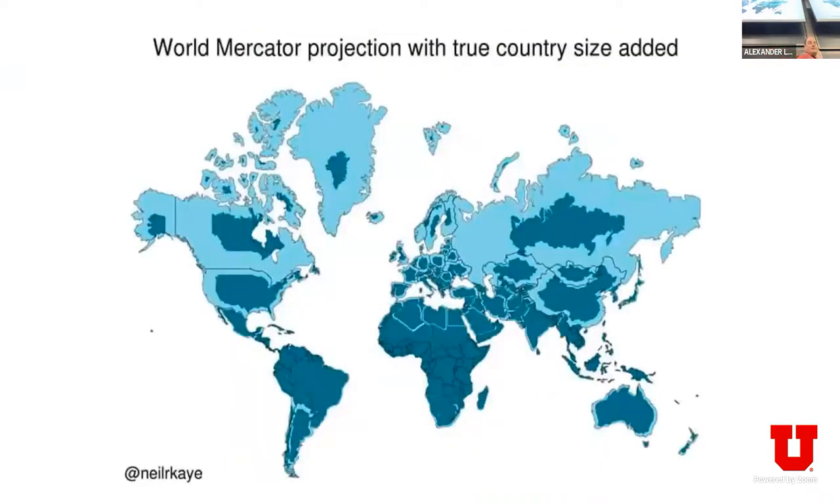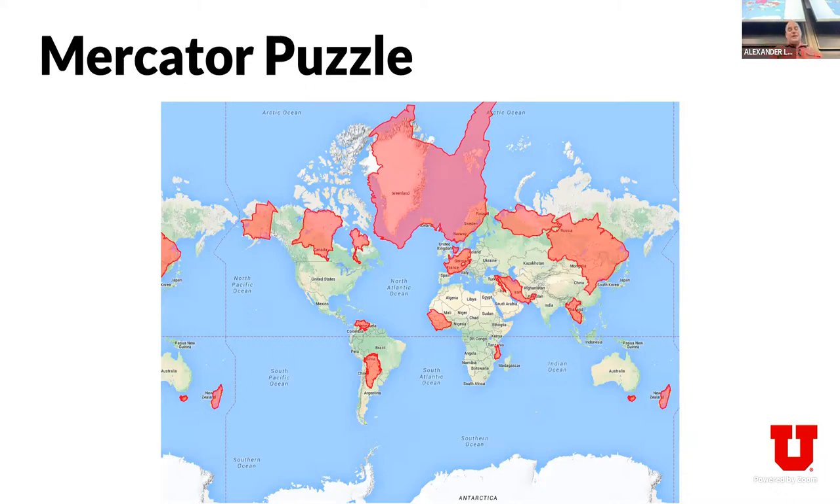And if we were to rescale the Mercator projection to the true size of the country, we see these extreme differences, right? So especially Greenland and Russia, but also Canada, even though Russia and Canada are still the largest countries, it's not that much different from other countries, right? So you can see these effects very pronounced.